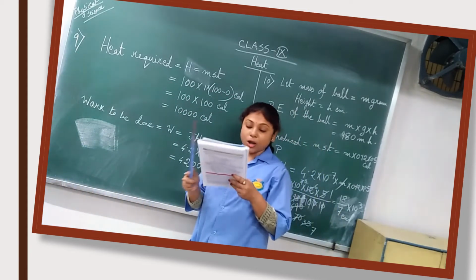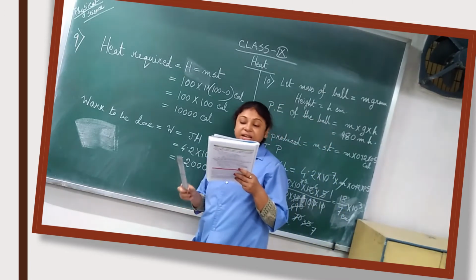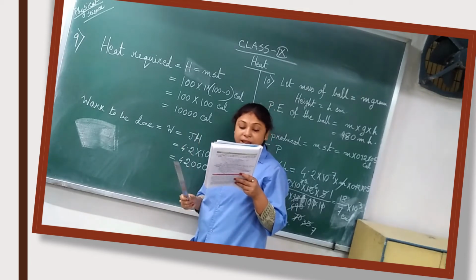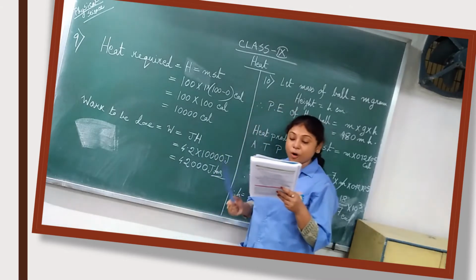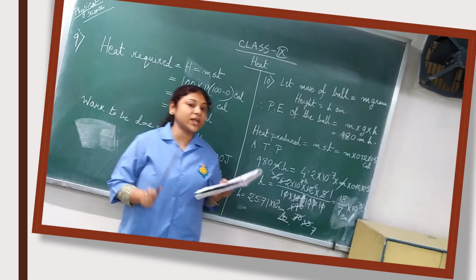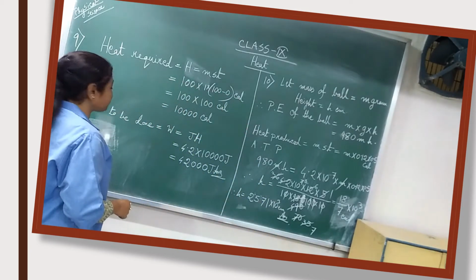A steel ball of specific heat 0.12 has its temperature increased by 0.5 degrees Celsius on falling through a certain height. If J is equal to 4.2 into 10 to the power 7 erg per calorie, calculate the height. In previous sum, heat required and work to be done.